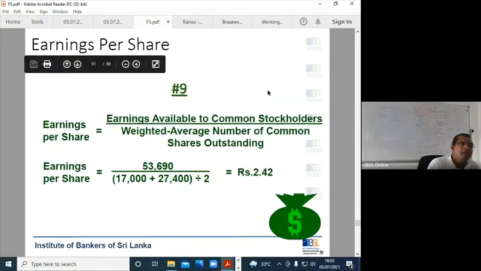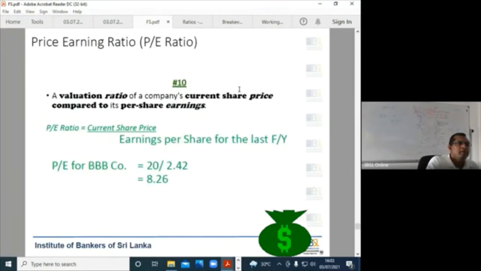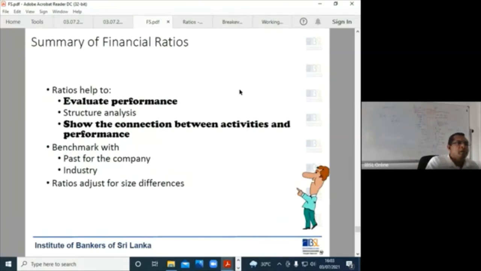These are the earning ratios or market ratios, which I'm not going to discuss because it is out of scope for SMEs, right? But you can have an idea about it. So ratio analysis comes to an end now. Ratios help us basically to evaluate the performance, have an idea about management efficiencies. It shows connections between activities.